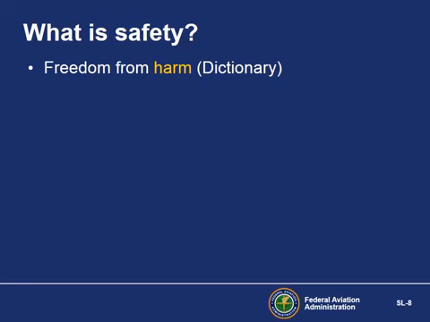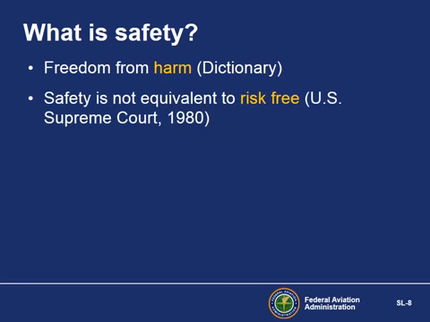Although literally correct, it may not be a perfect definition of safety as we apply it to aviation. But it does introduce the basic fact that safety has something to do with harm. In a 1980 decision, the U.S. Supreme Court said that safe is not the equivalent of risk-free. If safe meant freedom from all possibility of harm, few human activities would meet the standard. So this points us in the direction where safety is defined in terms of degree of harm and how likely it is to occur.